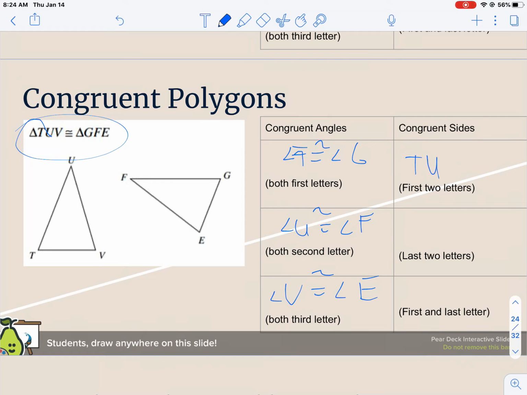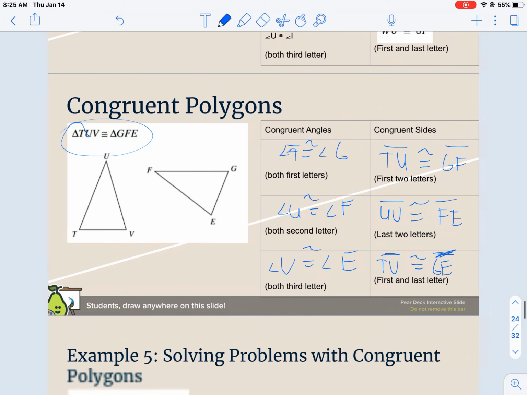Then TU, first two letters of the first triangle, congruent to GF, first two letters of the second triangle. UV, last two letters of the first triangle, congruent to FE, last two letters of the second triangle. And then TV, first and last letter of the first triangle, congruent to GE, first and last letter of the second triangle. All right, so that's basically it.